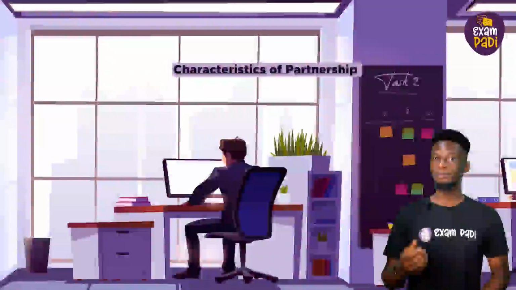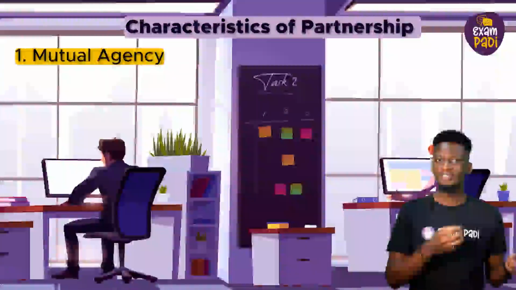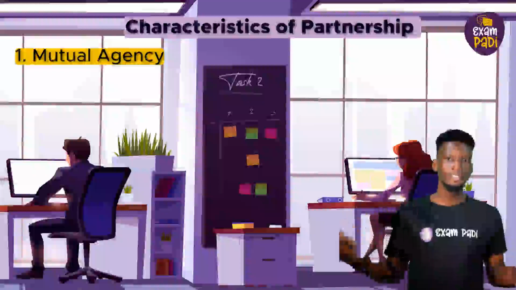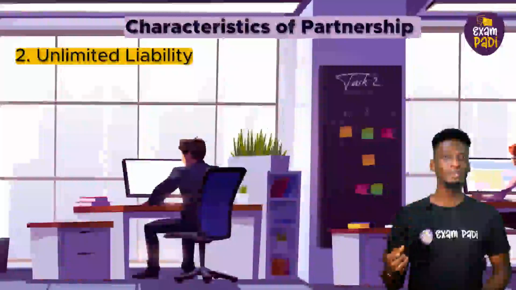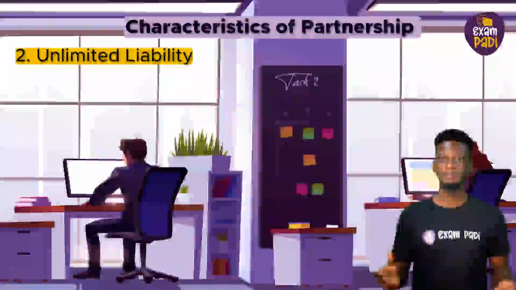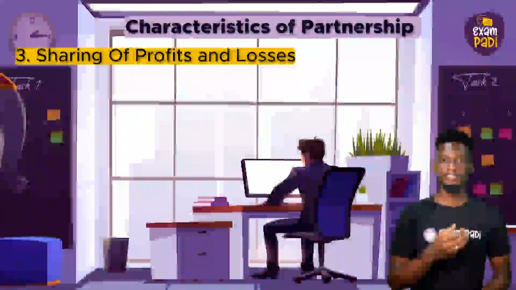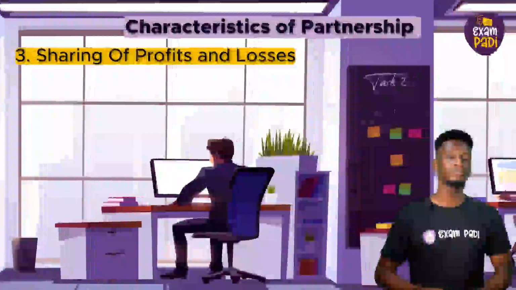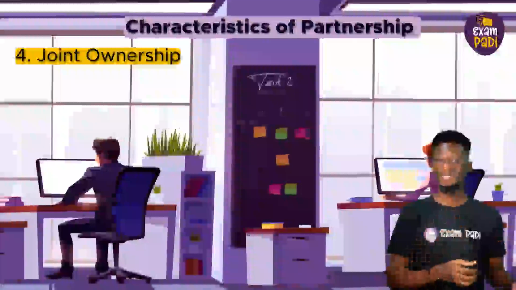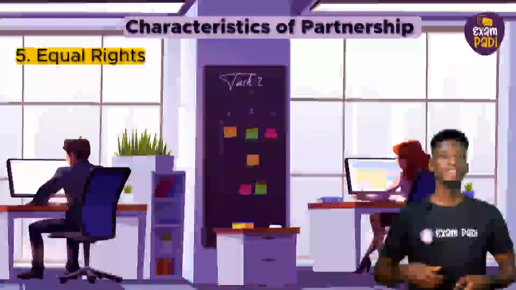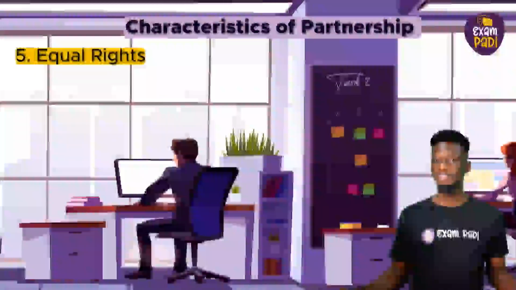The characteristics of partnership include 1. Mutual agency. Each partner has the authority to act on behalf of the partnership and bind it legally. 2. Unlimited liability. Partners are personally liable for all debts and obligations of the partnership. 3. Sharing of profits and losses. Partners share profits and losses according to their agreed ratios. 4. Joint ownership. All partners jointly own the assets of the partnership. 5. Equal rights. Each partner has an equal right to participate in the management of the business.